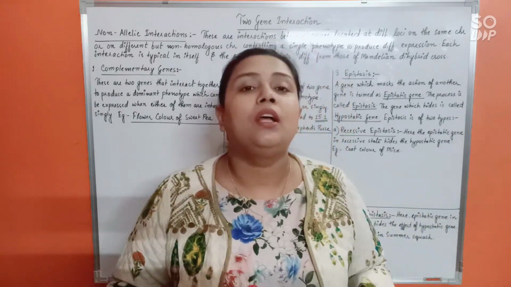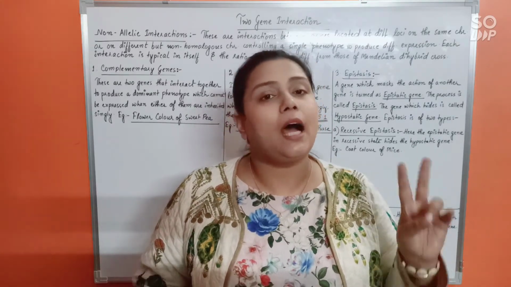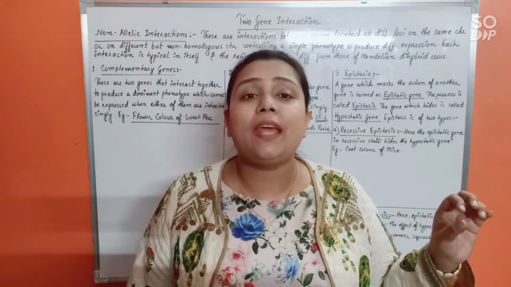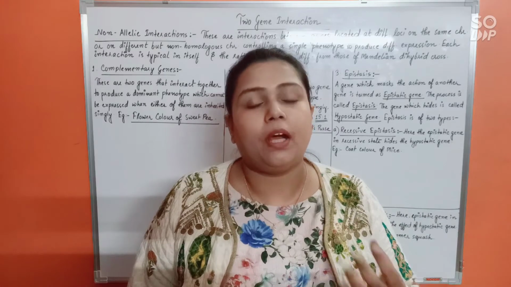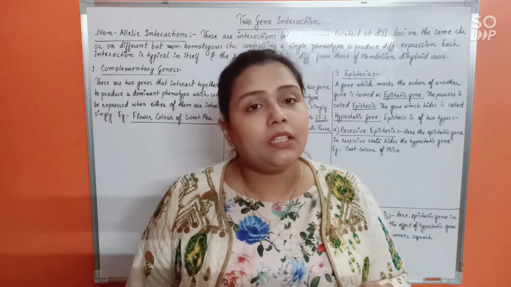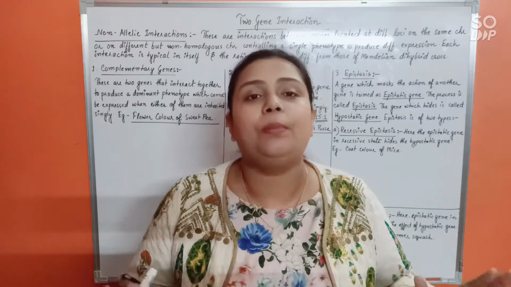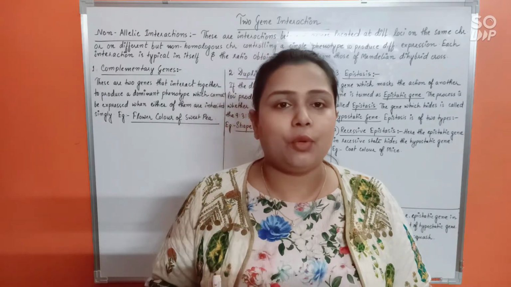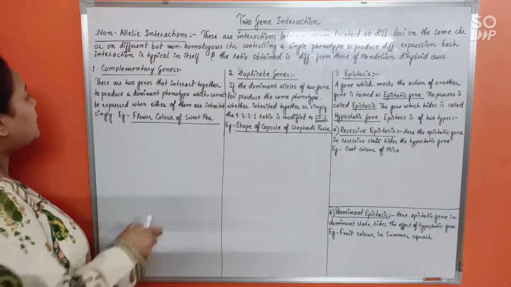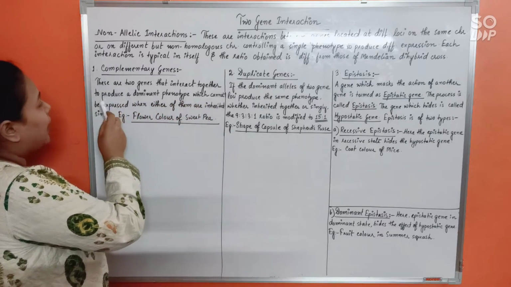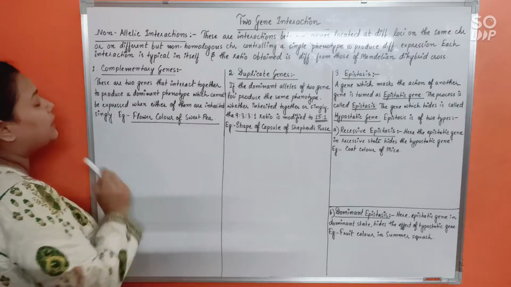Understood? So complementary genes are two genes which, when inherited together, give rise to a particular phenotype, a dominant phenotype. But if inherited singly, that dominant phenotype would not be produced. Let me give you an example to make it much more clear. Complementary genes are two genes that interact together to produce a dominant phenotype which cannot be expressed when either of them is inherited singly.